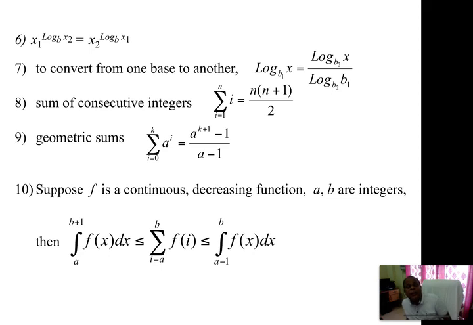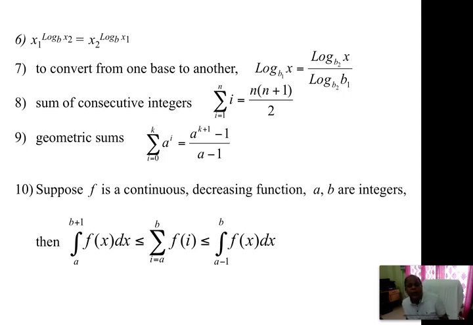Another, the 7th rule, is log x base b1 is equal to log x base b2 divided by log b1 base b2. This formula you also know. And this summation of consecutive integers we have also discussed. Summation of i from 1 to n is equal to n into n plus 1 by 2. That means 1 plus 2 plus 3 up to n is equal to n into n plus 1 by 2. This simple proof you have also done by the method of induction.